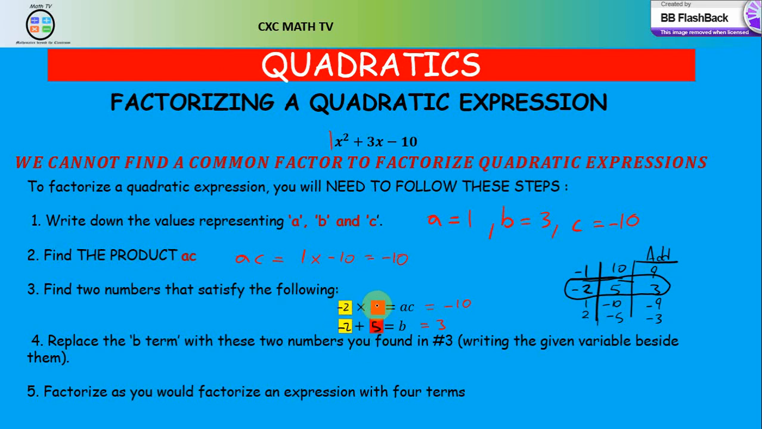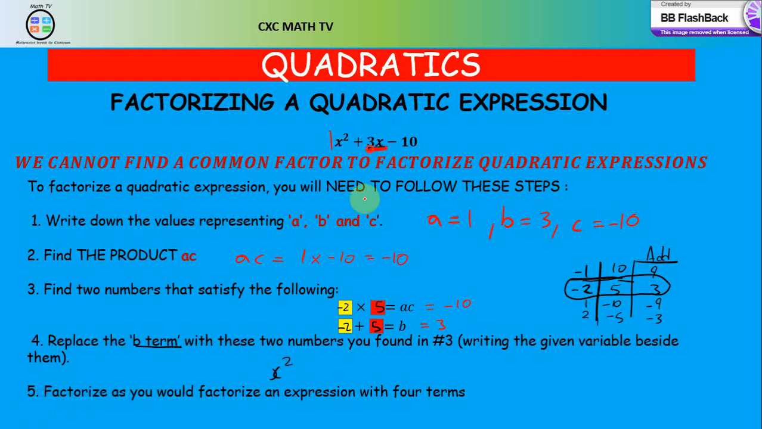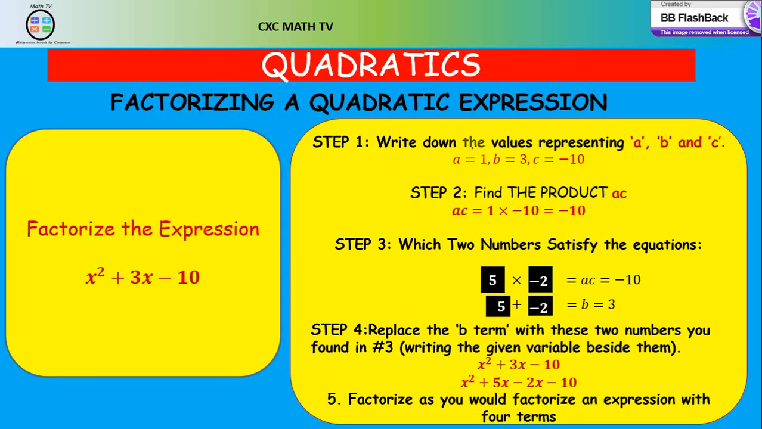In that case, the next step says we replace the b term. So replace this now with the two numbers you found in step 3. So in that case, we're going to write x squared. Let me change the color. So this 3x, you're going to replace it with these two numbers, minus 2x plus 5x minus 10. Now we have 4 terms and we're going to proceed to factorize.